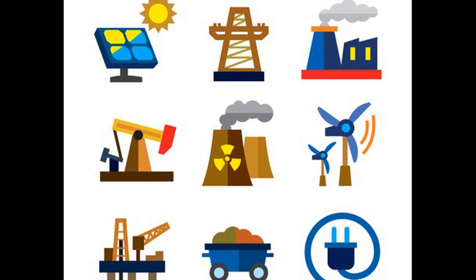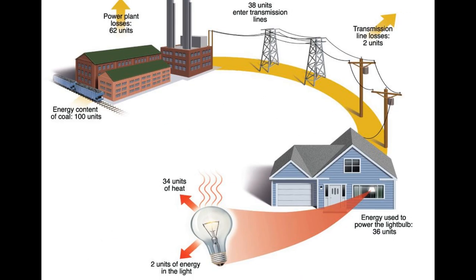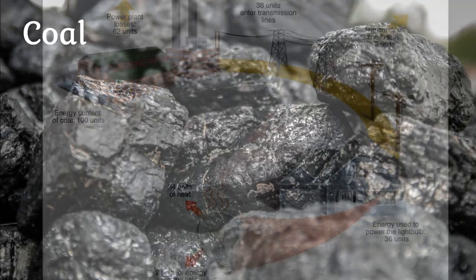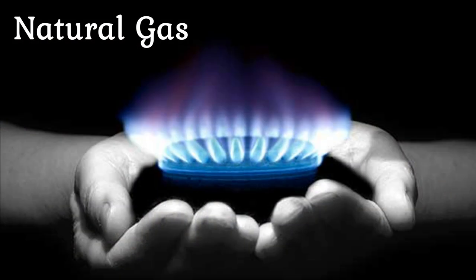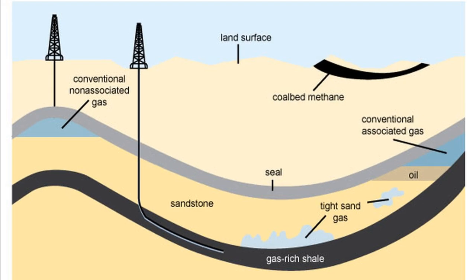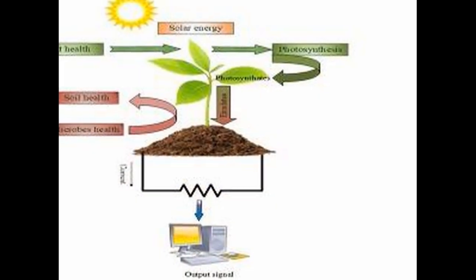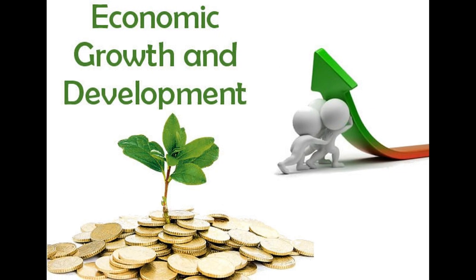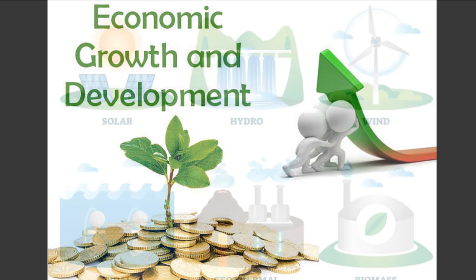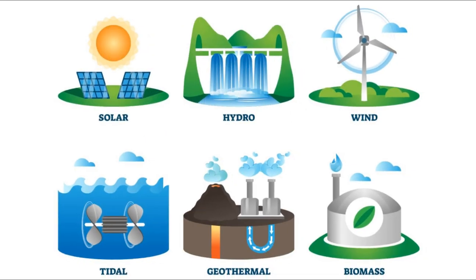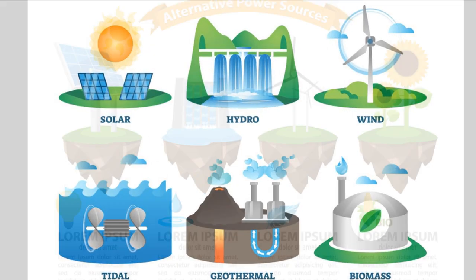Power resources. Power resources are those resources which are used to generate power or energy. Coal, petroleum, and natural gas are the main sources of power. The modern world runs on power. With the rising economic development in the world, the demand for power resources also keeps increasing.